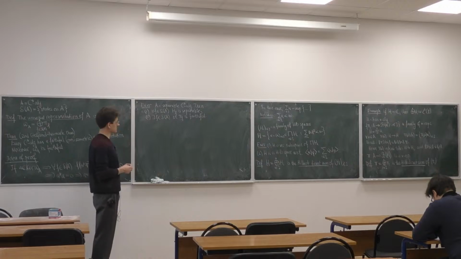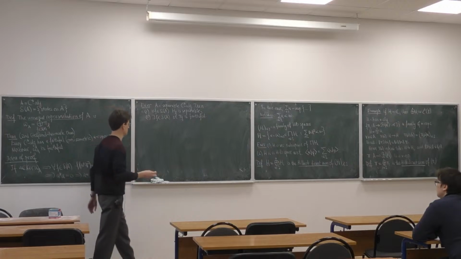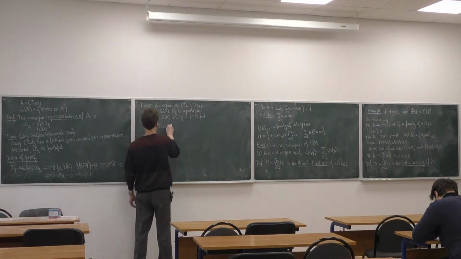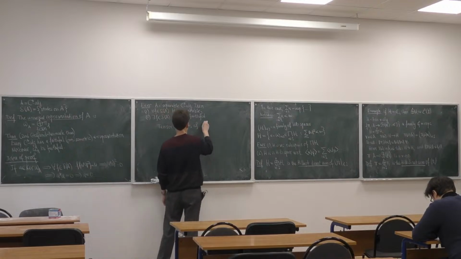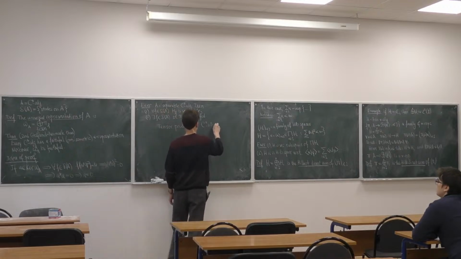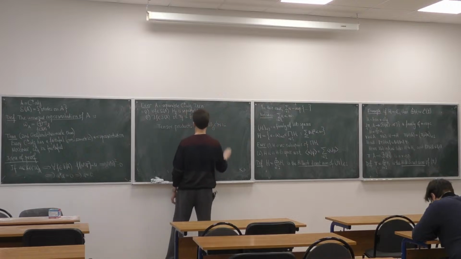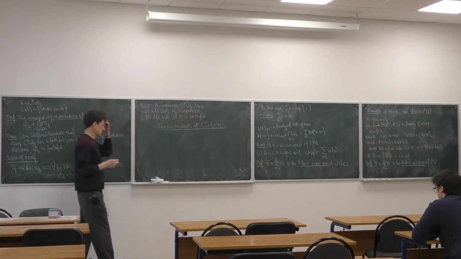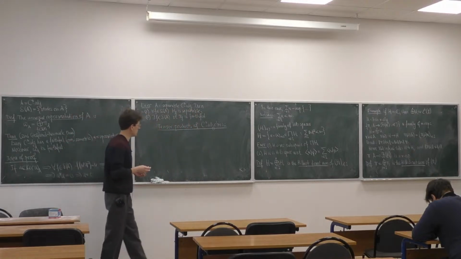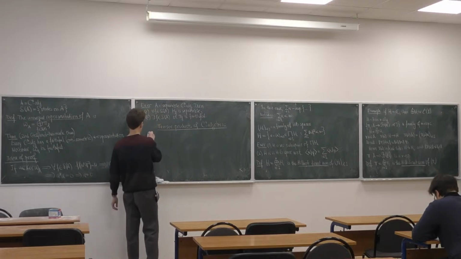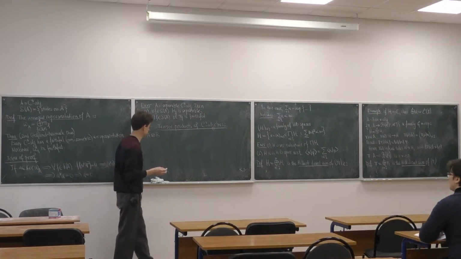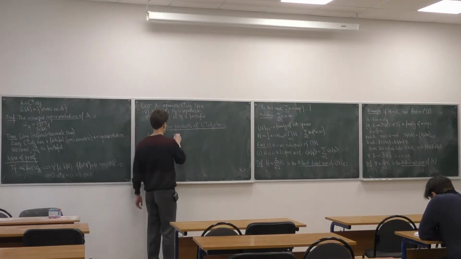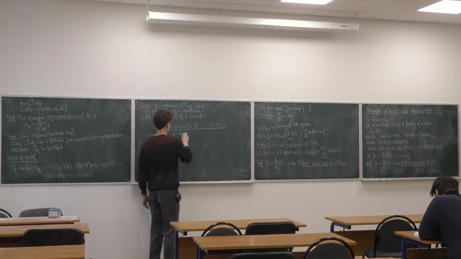Let's now discuss some basic facts on tensor products of C-star algebras. Roughly, our goal will be to make the tensor product of two C-star algebras into a C-star algebra. And here by a tensor product we always mean the tensor product over the complex numbers.